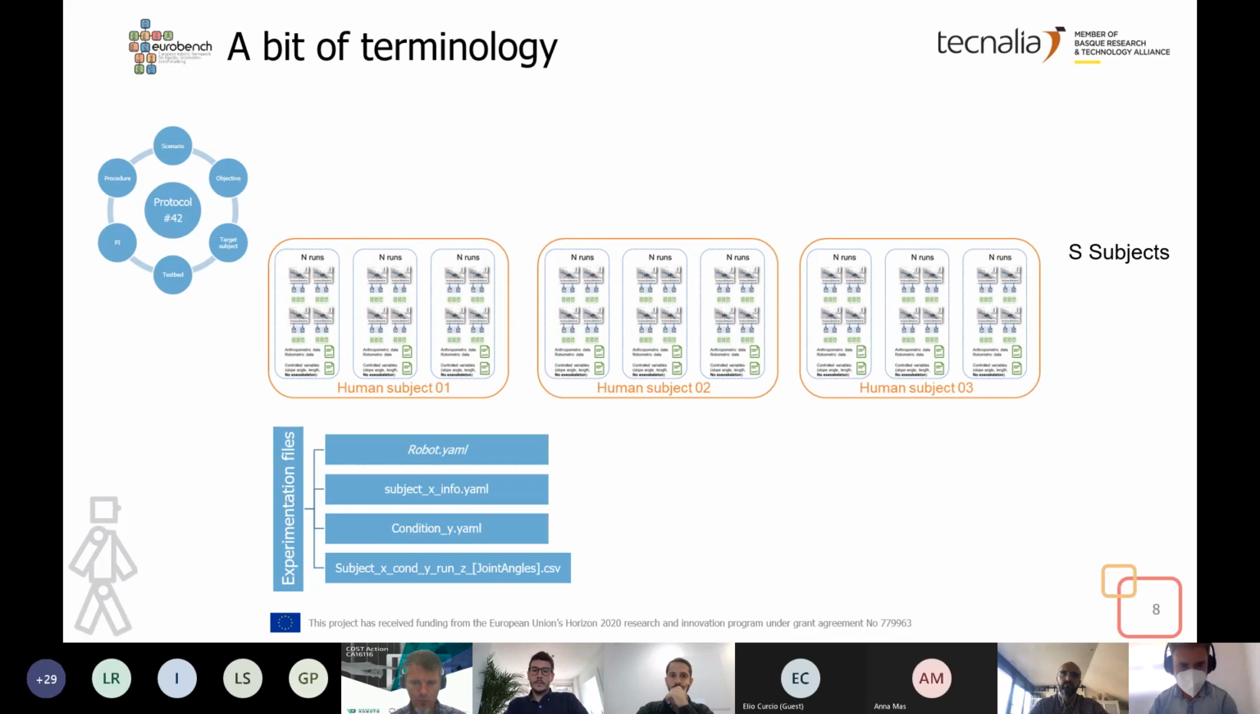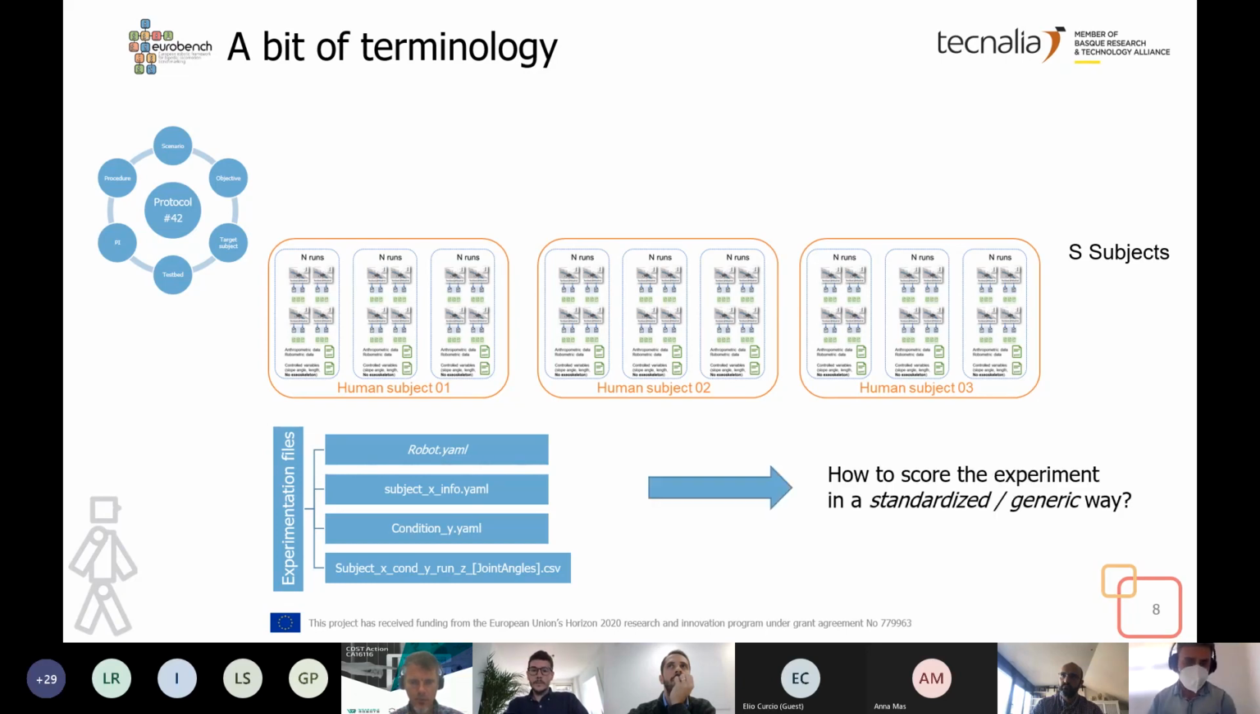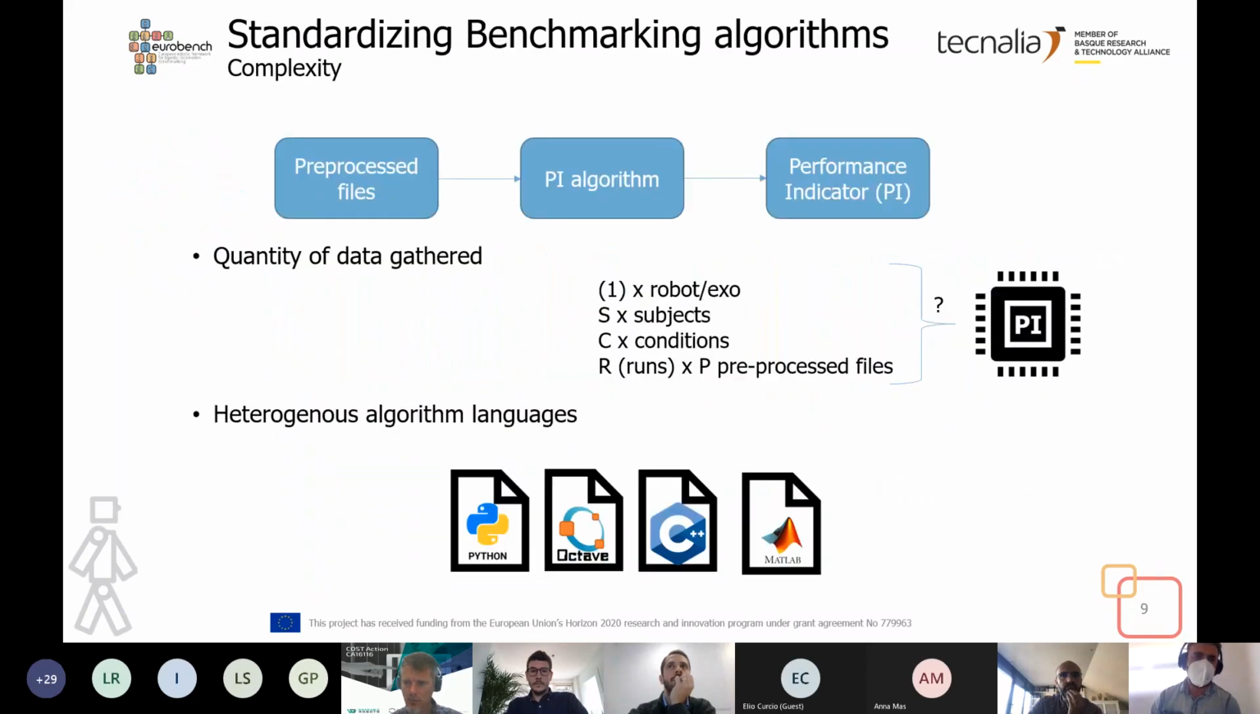One, for example, for describing the robot that is participating in the experiment. Several for describing the humans, the metrics of the humans that are taking part in the experiments. A few files to describe the specification of the different conditions of the experiments, and then for each run, we have several files depending on which kind of information we want to register from the experiment: joint angles, EMG, pressure, whatever. The problem, or the question to solve, is how to score this experiment in a standard way.